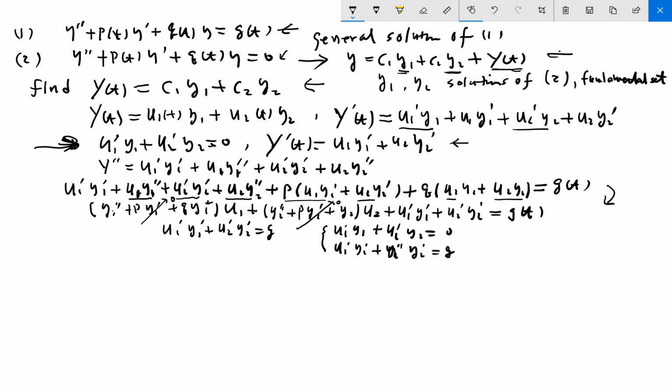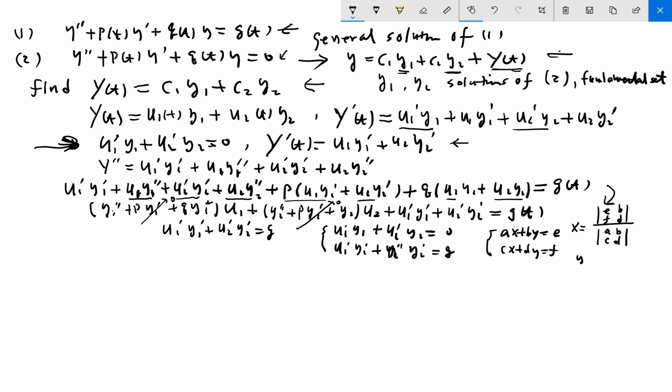This is like a linear system. You learned that, like say, ax plus by equal to e, and cx plus dy equal to f. You learned how to solve this system of linear equations, right? You can find x by using this formula. The denominator is the determinant of the coefficient matrix a, b, c, d. The numerator will replace your first column by the right hand side, e and f, and keep the second one, b and d. You can find y similarly. We're going to use this formula to find u1 prime and u2 prime.